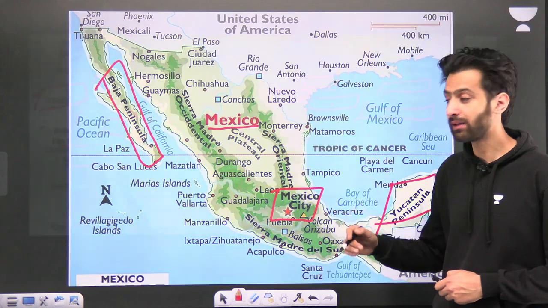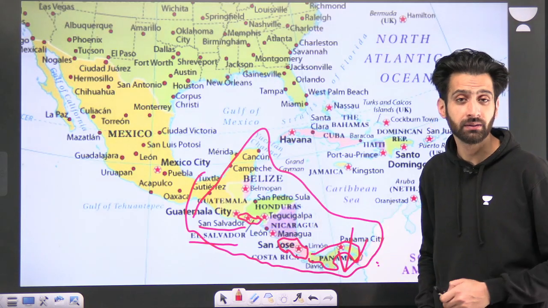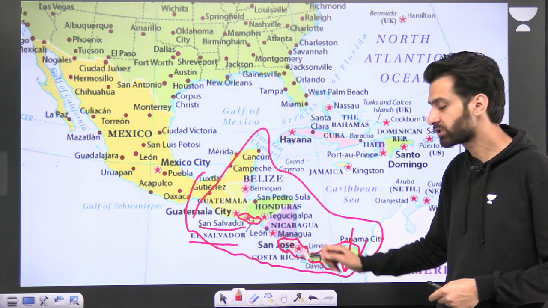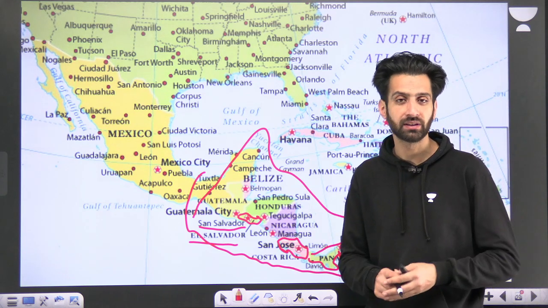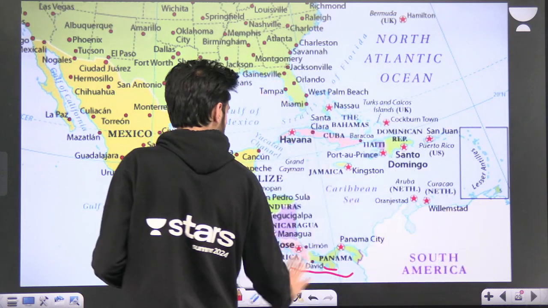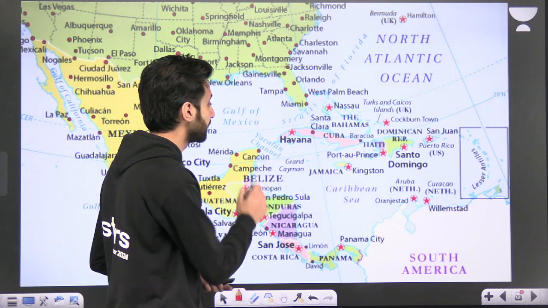That is about the Central American part. Three countries that are very important are El Salvador, number one, Costa Rica, number two, and Panama, number three. These are some of the countries that were very important. Now we learn about some of the islands that are here.